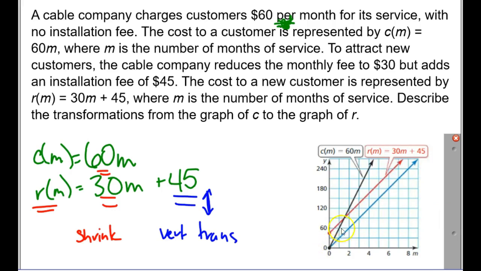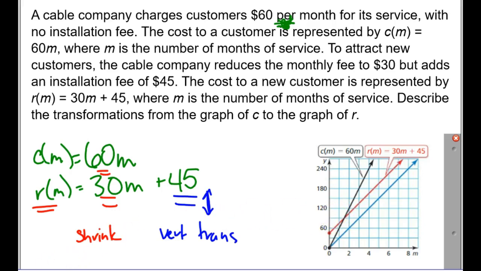So here are the graphs. The blue is just my parent, my M, if I just graphed M. The black was my first equation. The red was my second equation. So you'll see that it was a shrink, so it's a little shorter and fatter, and it's slid up 45 units. So we can take this and see what we're doing with our functions as well.